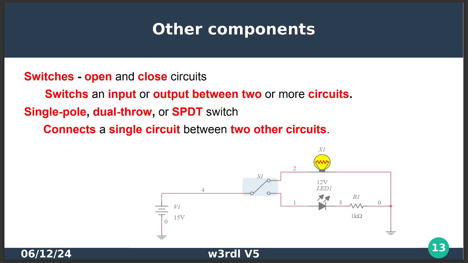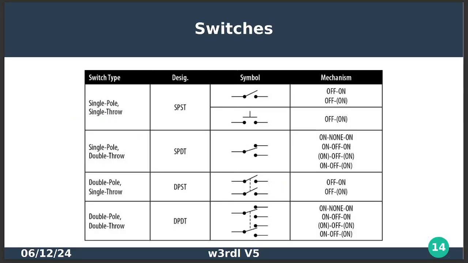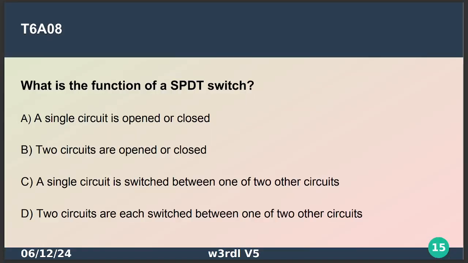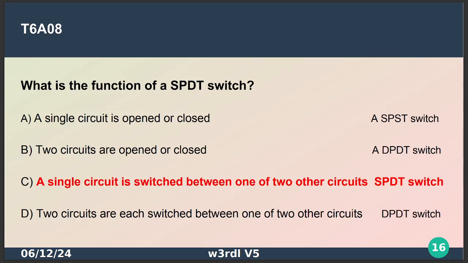So that's all they're showing you there, that S1 is set up to choose which circuit you're going to power up. And this is the same drawing we looked at a little earlier. Everybody remembers that. What is the function of a single pole double throw switch? C, single circuit is switched between one of the two other circuits.